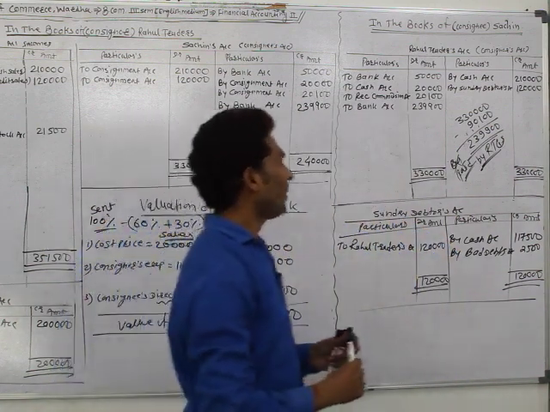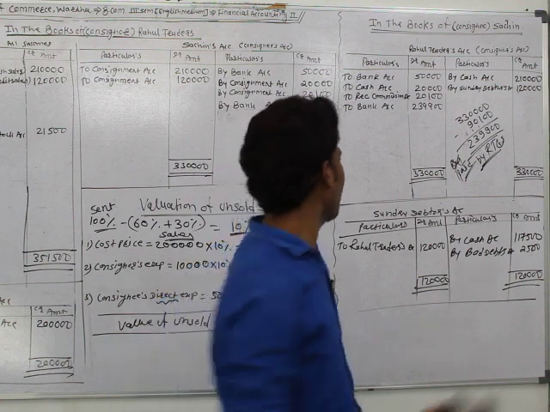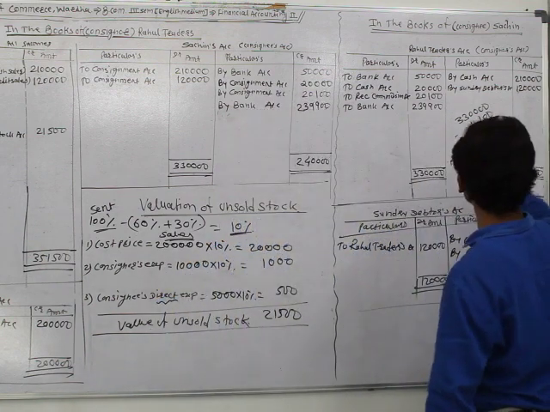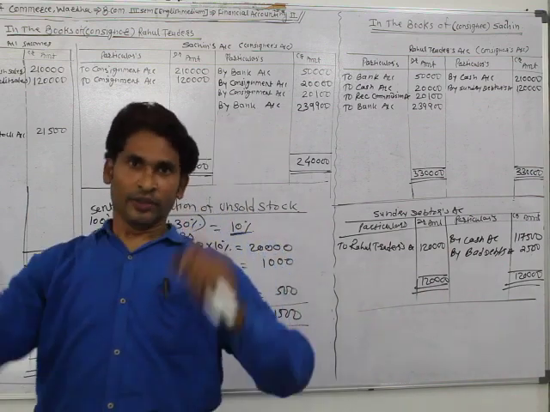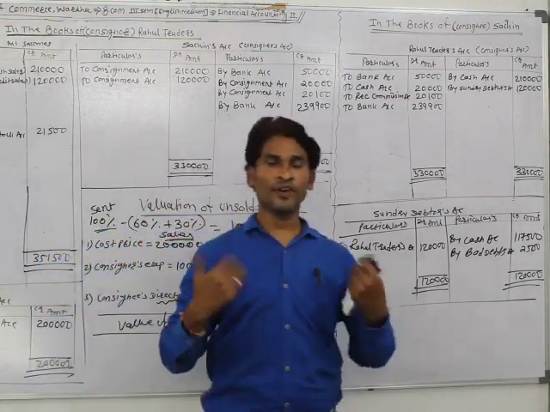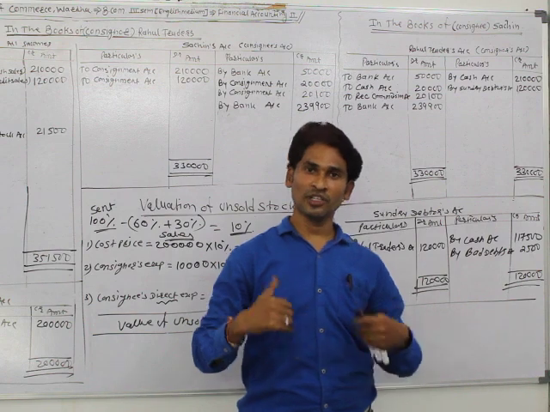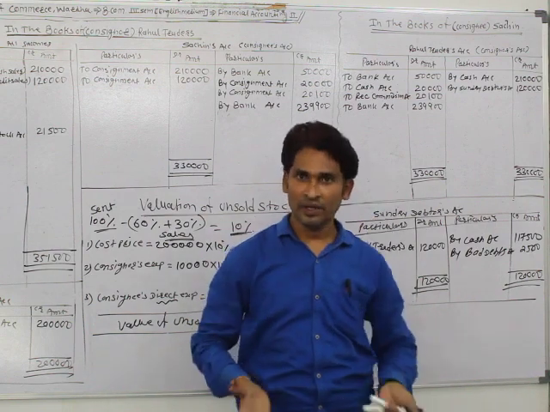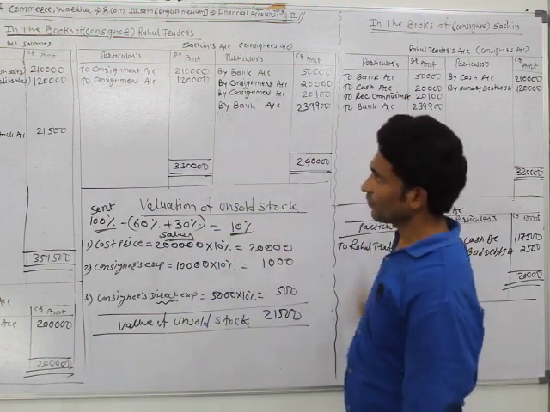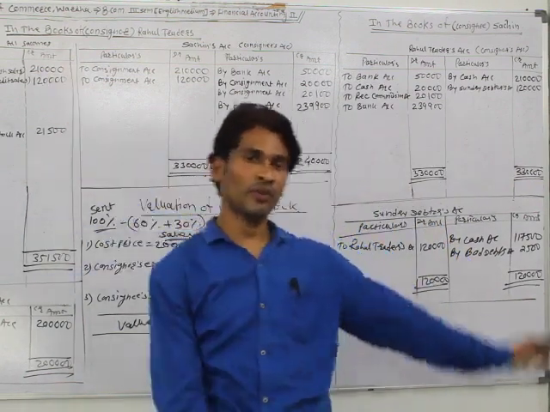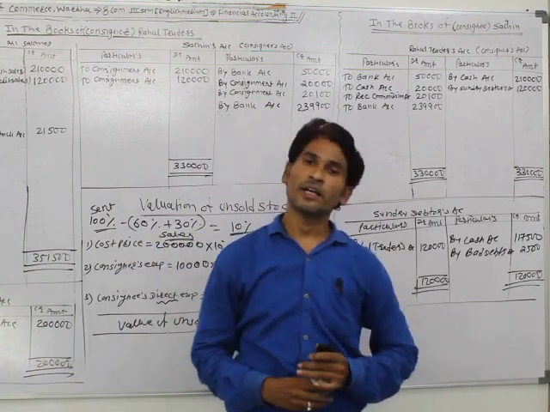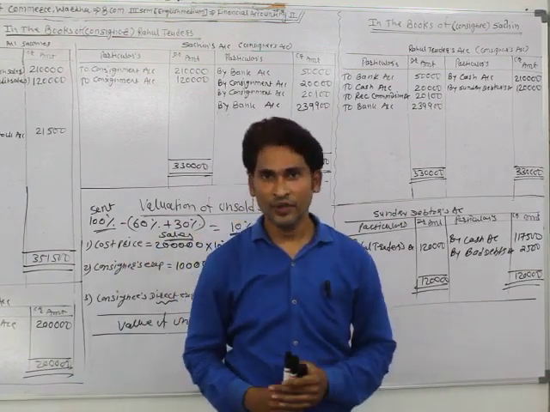This is the financial record kept by the consignor and consignee. This is our second example, and in the next video we will talk about our third example. In this video we just saw how the financial record is kept by the consignor and consignee. Thank you so much.